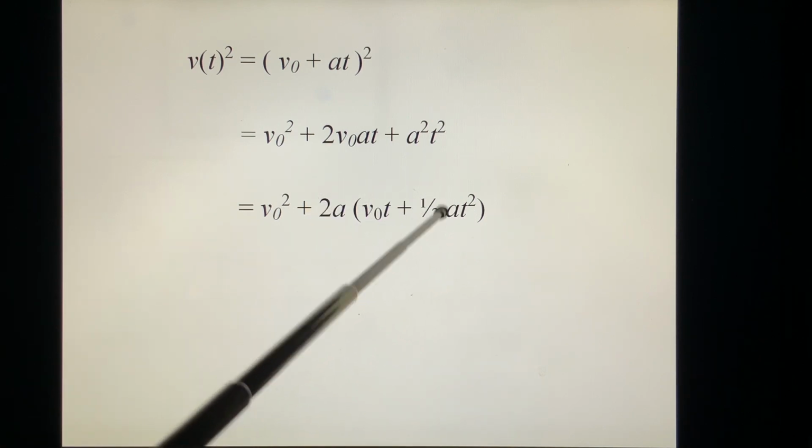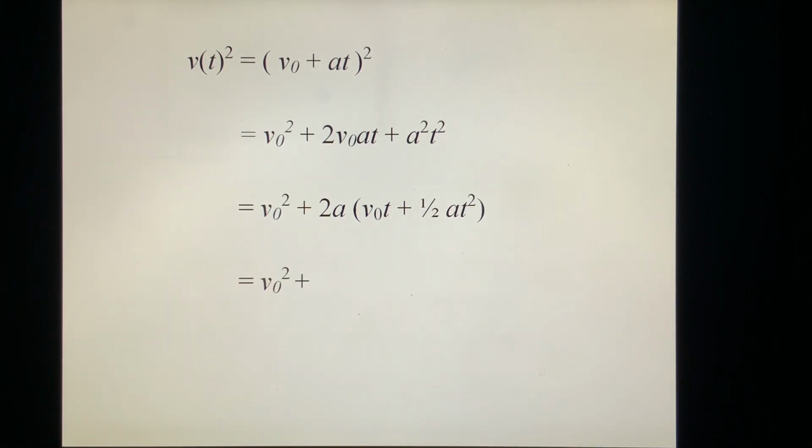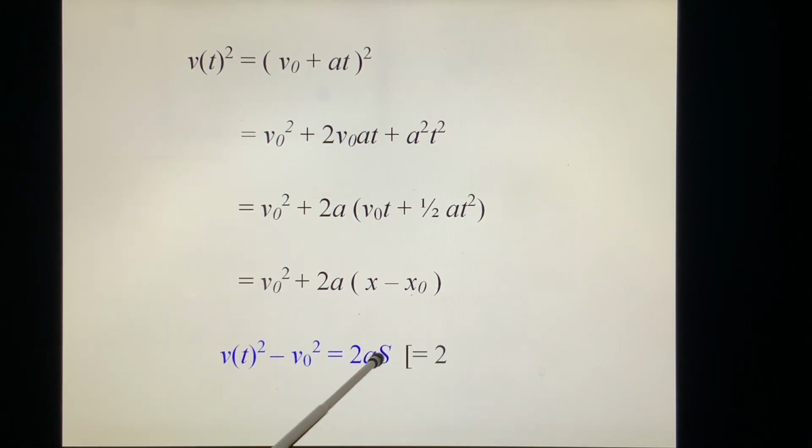This is the displacement, x minus x0. So we write this: v squared minus v0 squared equals 2as, where s equals x minus x0. This is the third formula for constant acceleration. You have to remember.